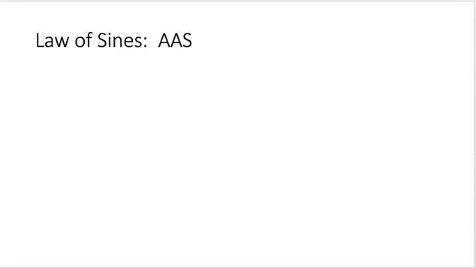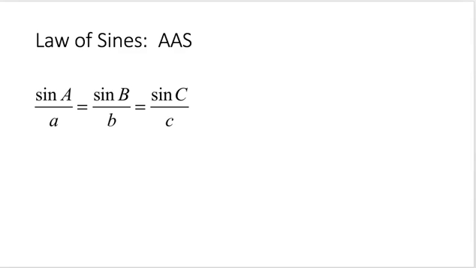We're going to look at the law of sines for an AAS triangle. That means we're given two angles and a side, and the side is not necessarily between those two angles. Now here's our law of sines. Sine of angle A divided by side a equals sine of angle B divided by side b equals sine of angle C divided by side c.